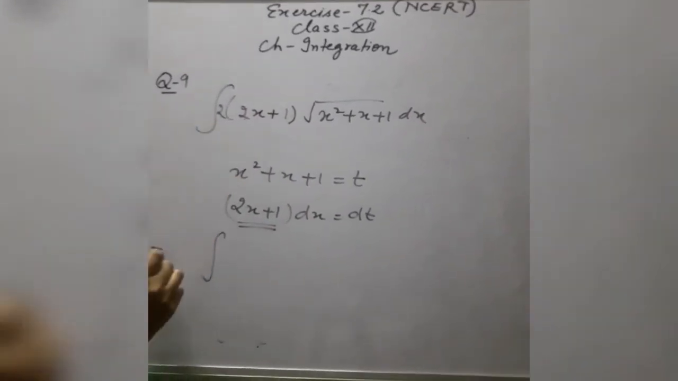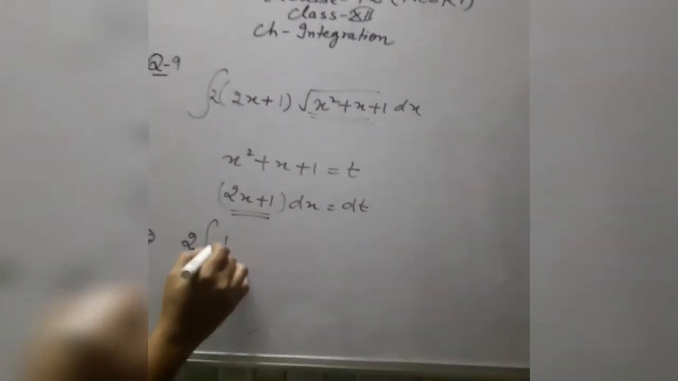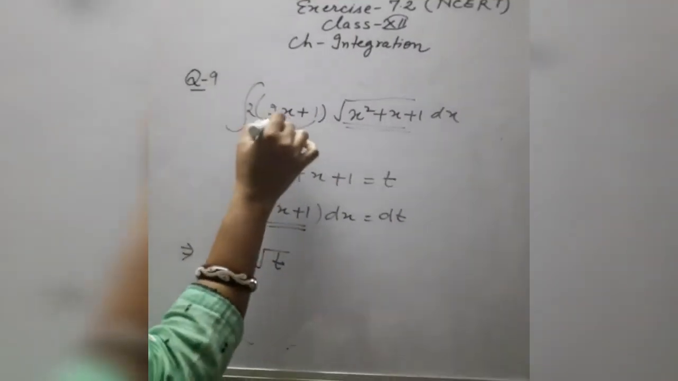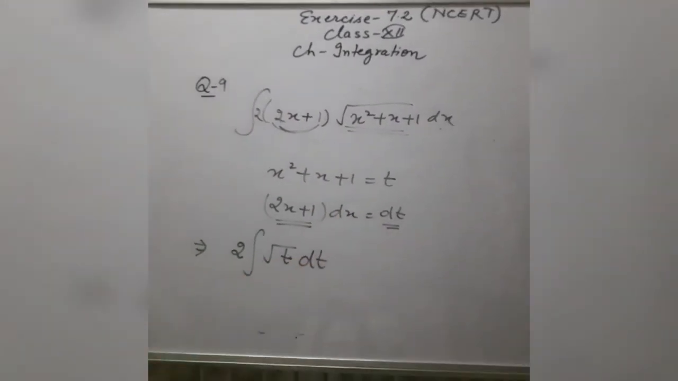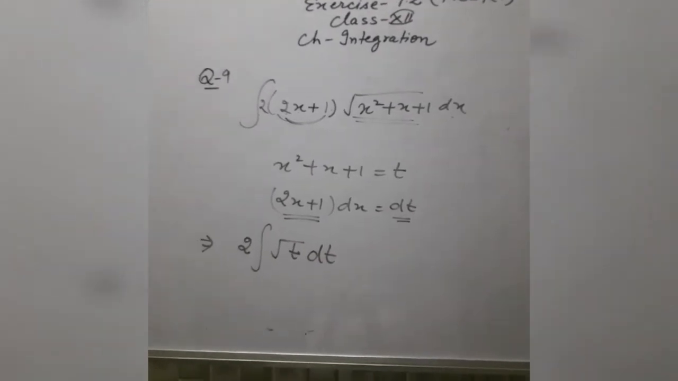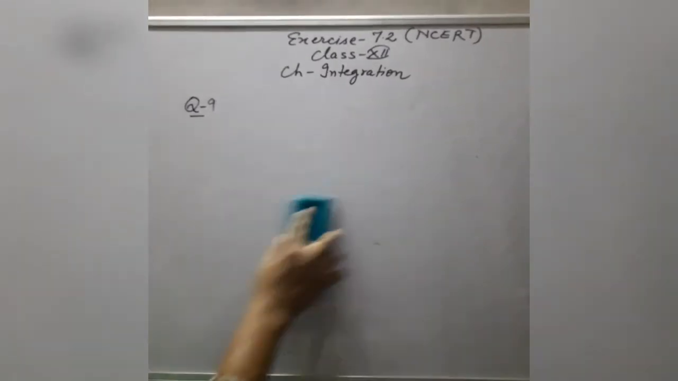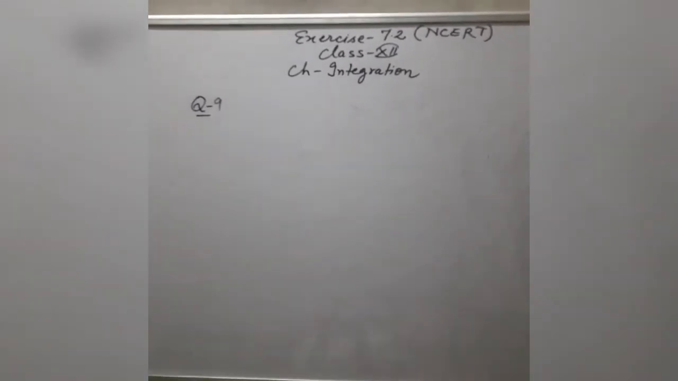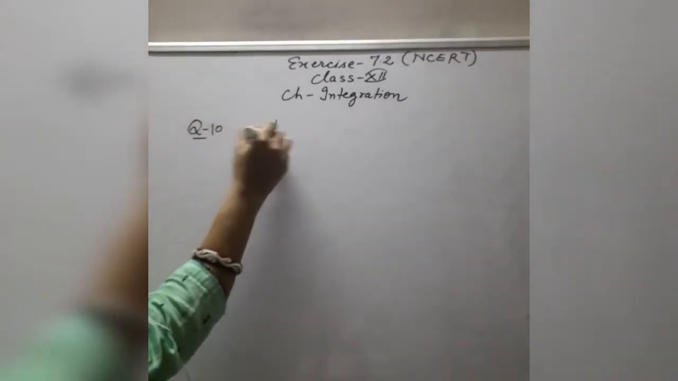This 2 is a constant term, you can take it common. In place of x square + x + 1 write down t. In place of (2x + 1) into dx write down dt. Now very easily you can integrate it. Now the 10th sum of this exercise. In this video I will explain the first 10 questions. Now this is the last question of this video.